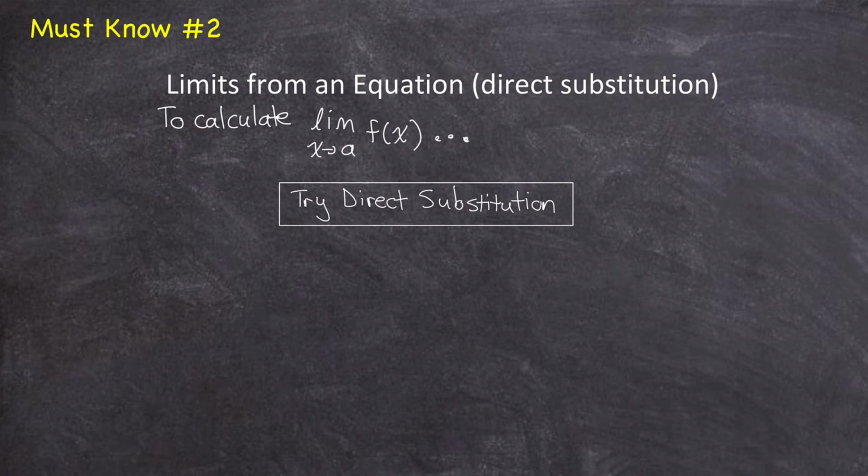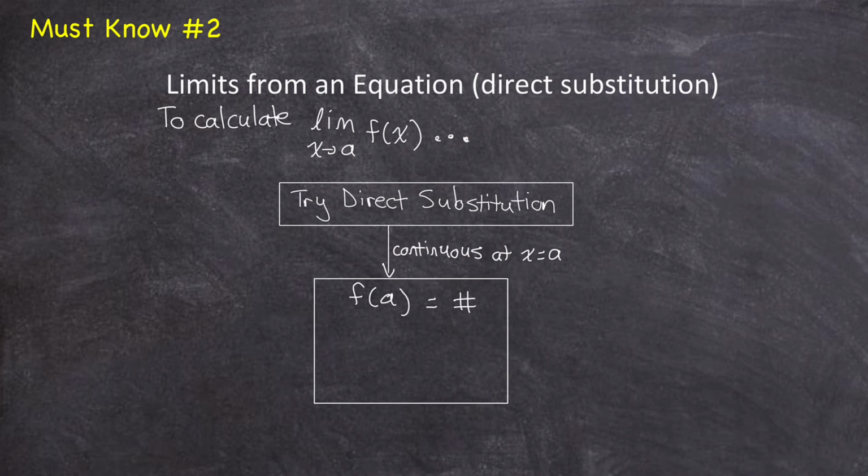If the function is continuous at the x value of a, then when you do direct substitution, you're going to get f at a is equal to some number. And when that happens, you've found your limit. The limit of f at x as x approaches a is equal to f at a.